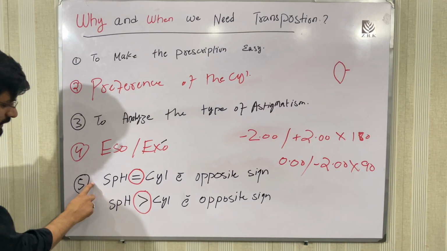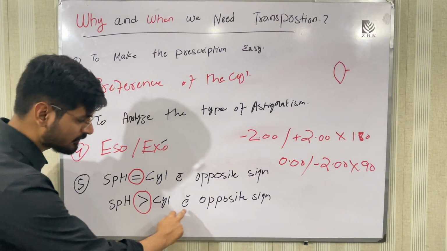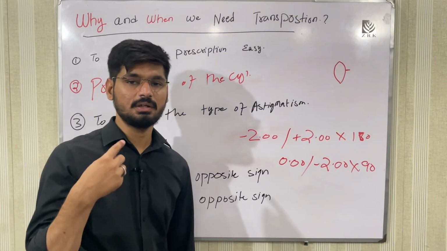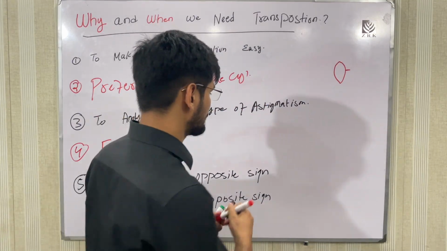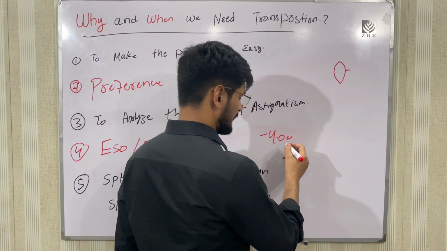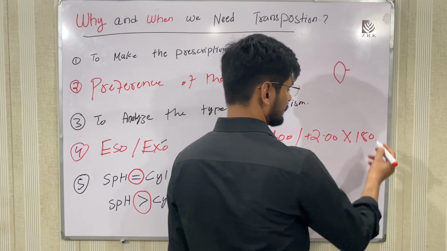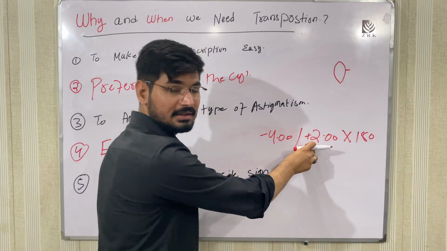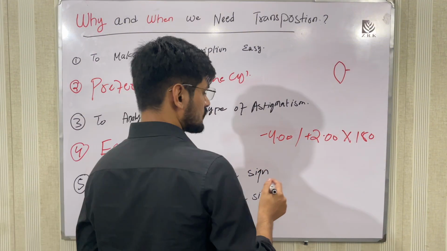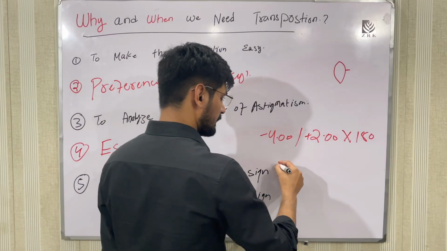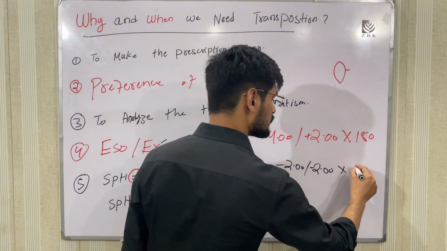The second part of the fifth point says that if we have a spherical number greater than the cylindrical number with opposite sign, then the prescription should be transposed. What does it mean? It means that, for example, if we have a spherical number minus 4 with plus 2 cylinder at the axis of 180 degree. We learned that a spherical number greater than the cylindrical number but with opposite signs, this prescription should also be transposed. So after transposing, it will be minus 2 with minus 2 cylinder at the axis of 90 degree.